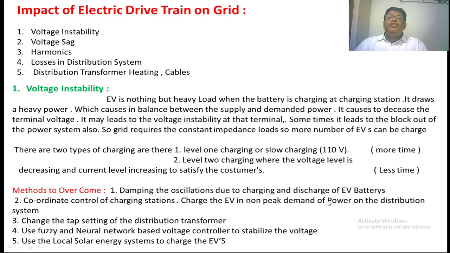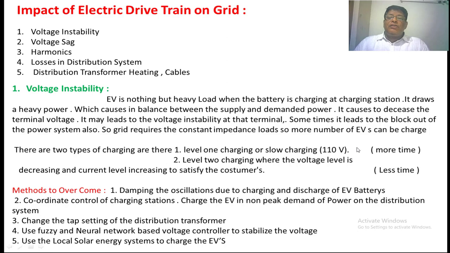Next, coordinate charging. Suppose we take one area, and in that area we assume a charging station is there. From morning 10 o'clock to evening 4 o'clock, more power will be taken by that area. So in that area, we should not charge the EVs in that period. During the night time, the power taken by that area will decrease, so in that area you can charge the EVs. Nothing but we can coordinate the charging stations so that it happens when the peak load power is low.